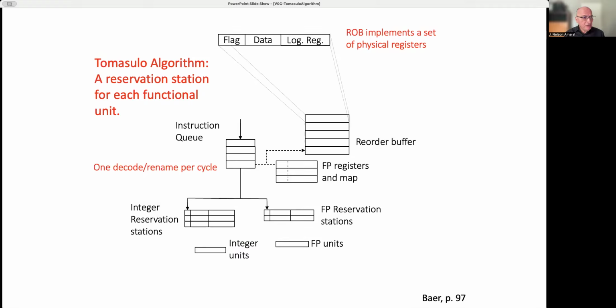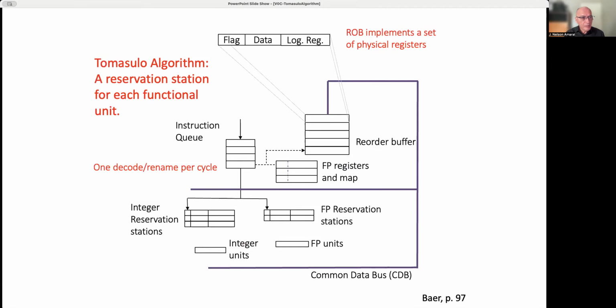And the instruction, once it is sent to the reservation station, will be sent either to the integer or to the floating point reservation station. There is a very important component of this design that is the common data bus. The common data bus is used to broadcast results that have been computed by the functional units to the rest of the machine. So these results can then be captured by the reservation stations.